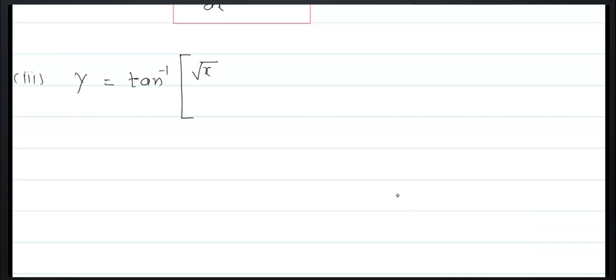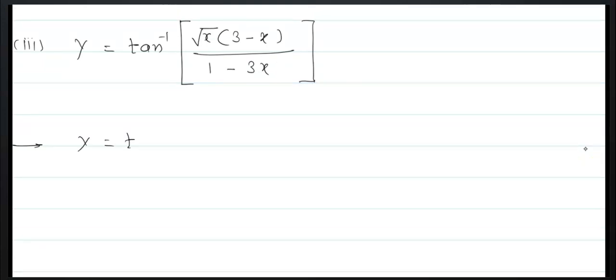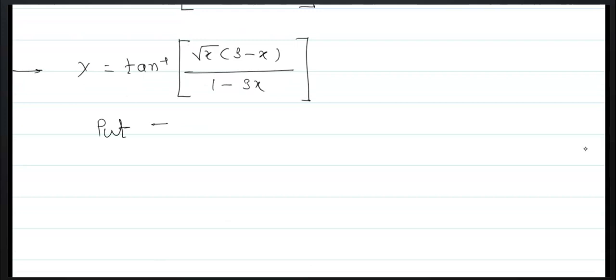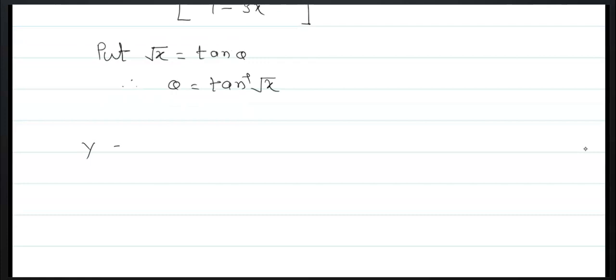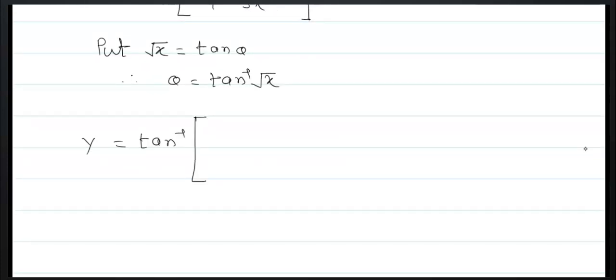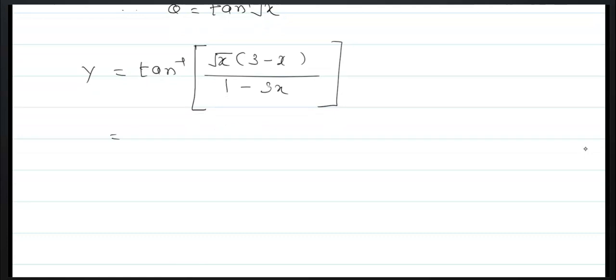The third one: y is equal to tan inverse of root x in bracket 3 minus x upon 1 minus 3x. Now put here root x is equal to tan theta, and theta is equal to tan inverse of root x. So y is equal to tan inverse of root x in bracket 3 minus x upon 1 minus 3x.